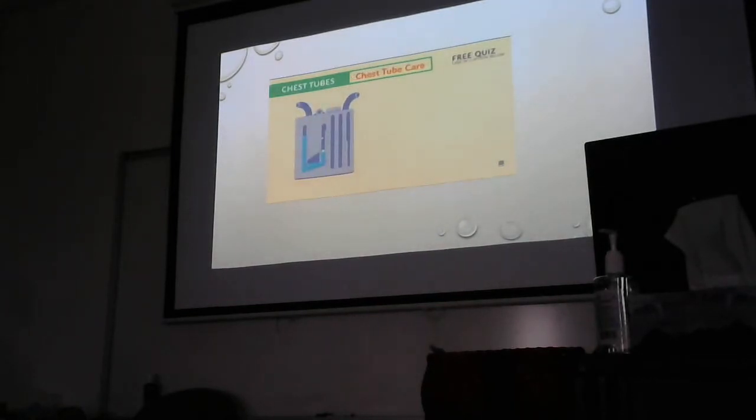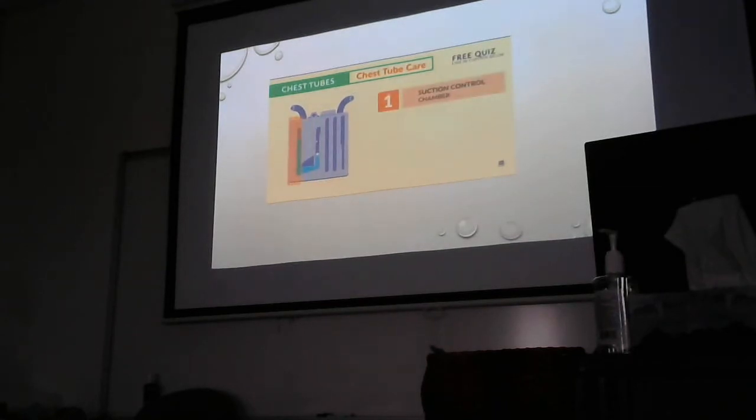Now for chest tube care, the 3 chambers to know for your nursing exams and the NCLEX are, number 1, the suction control chamber right here. Number 2, the water seal chamber that also has an air leak gauge right here. And third, the collection chamber to measure output. So starting with number 1, the suction control chamber.